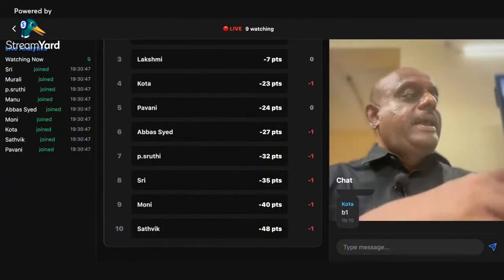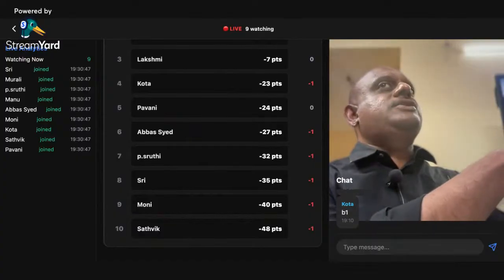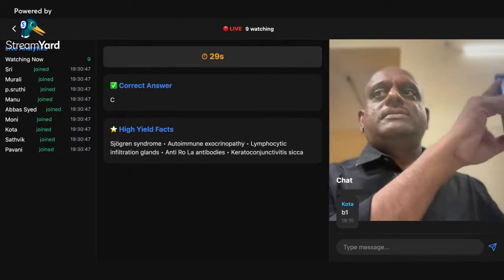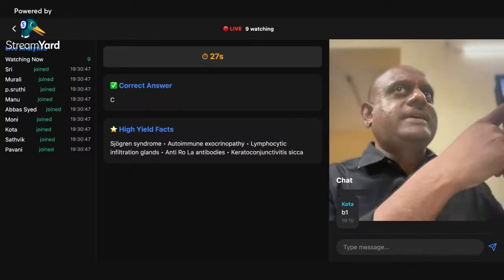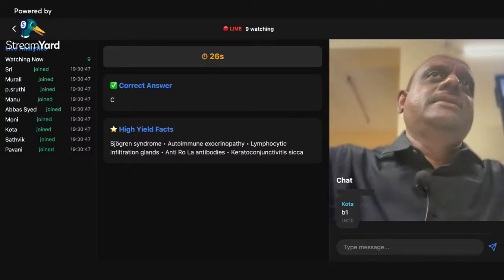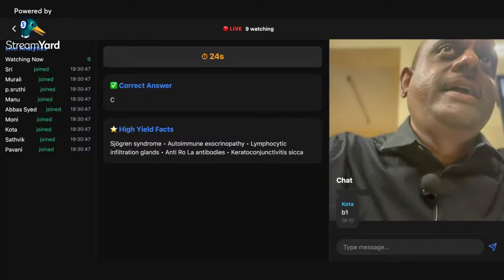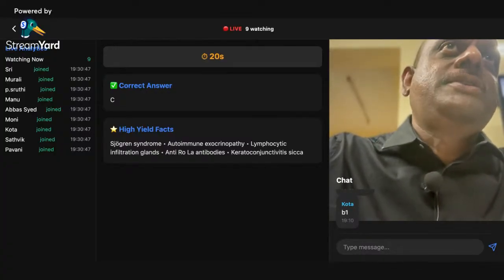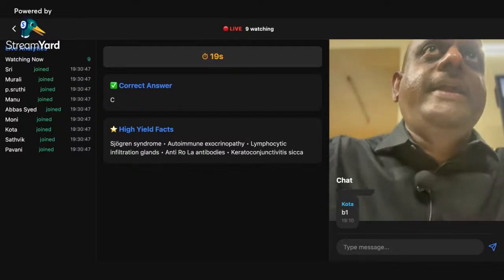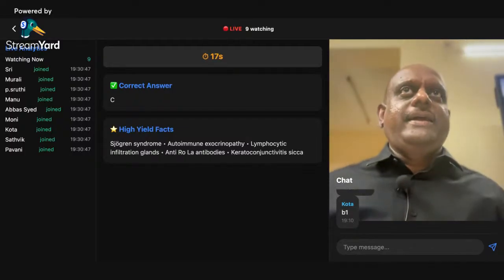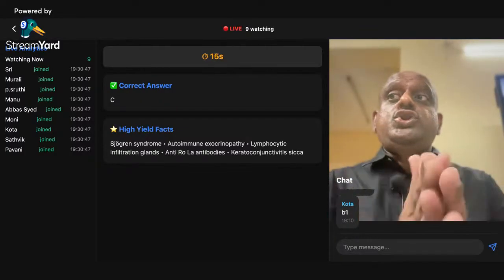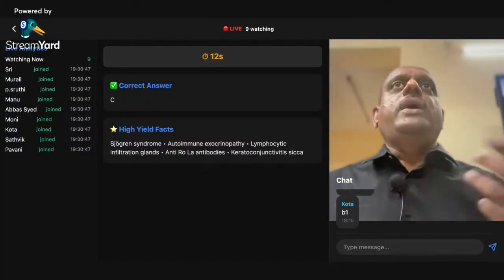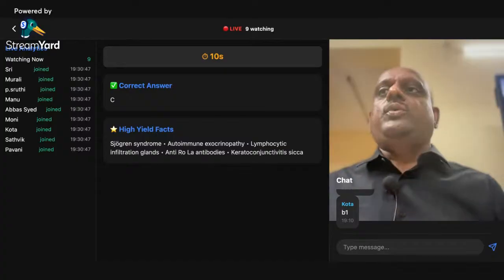So remember, SLE, rheumatoid arthritis, then Sjogren's, systemic sclerosis, totally 8 connective tissue disorders. 8 into 10 points, 20 points. Sjogren's is an autoimmune endocrinopathy. Anti-Ro and anti-La antibodies is what you need to basically remember.